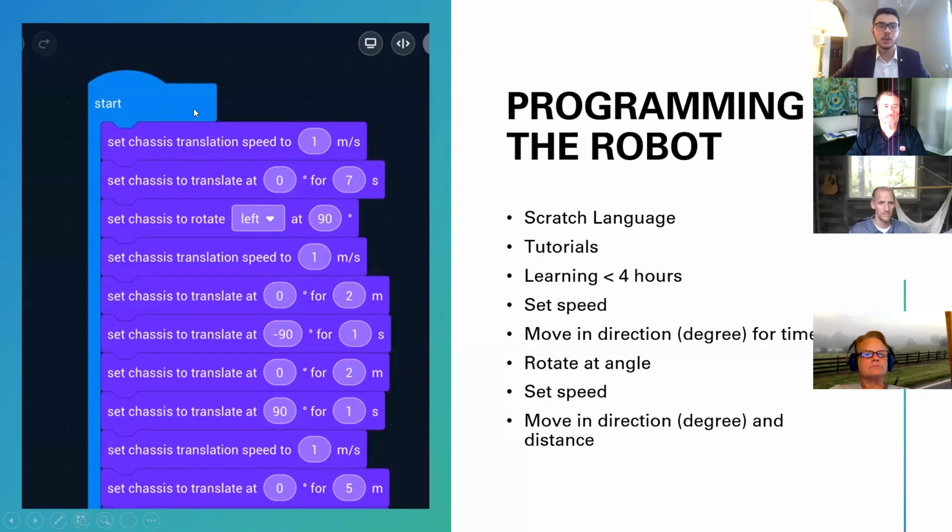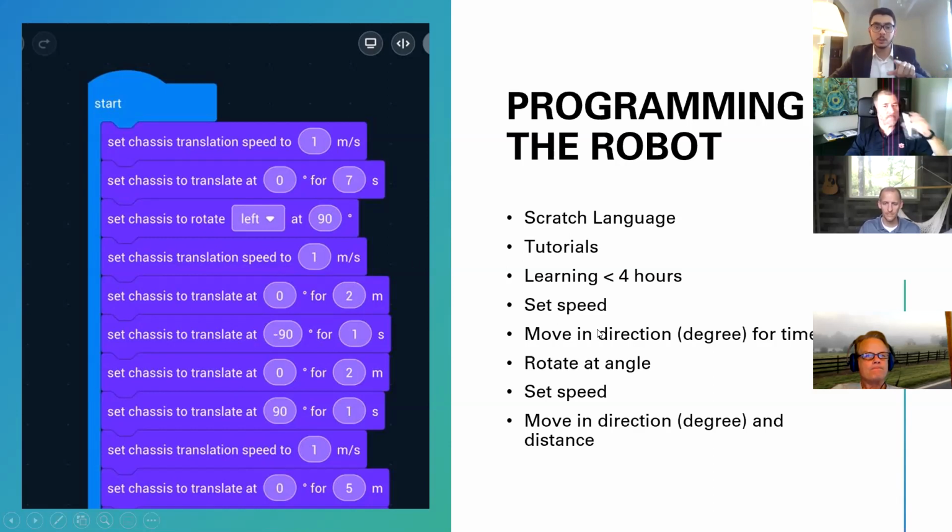As soon as you start, you have this basic start box, and on the left side, you have all these different options that you can choose from. The first thing you're supposed to do is set the speed that you want it to translate. So you'll take this tab and pull it out and place it in the start tab. That's all you have to do. And then you'll tap on 1 meter per second and change it.